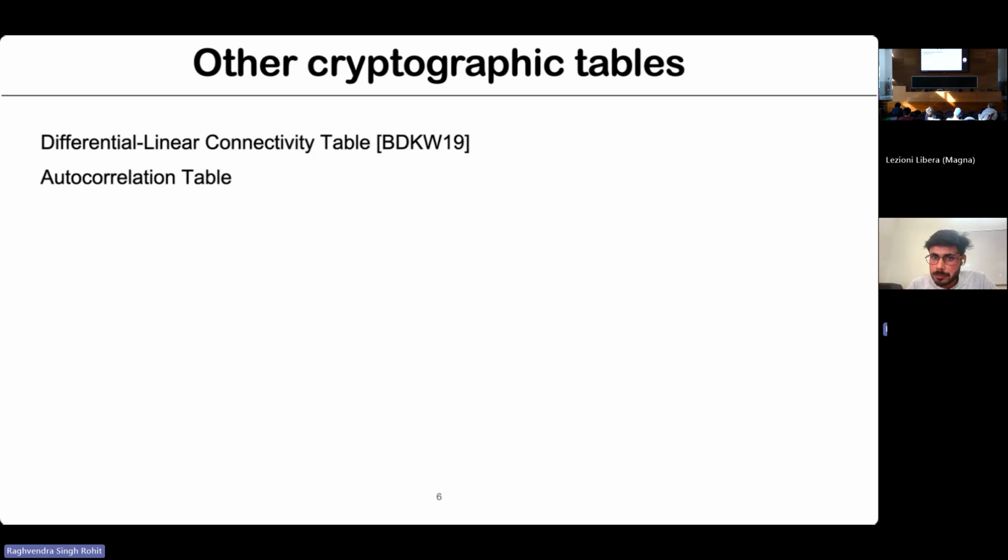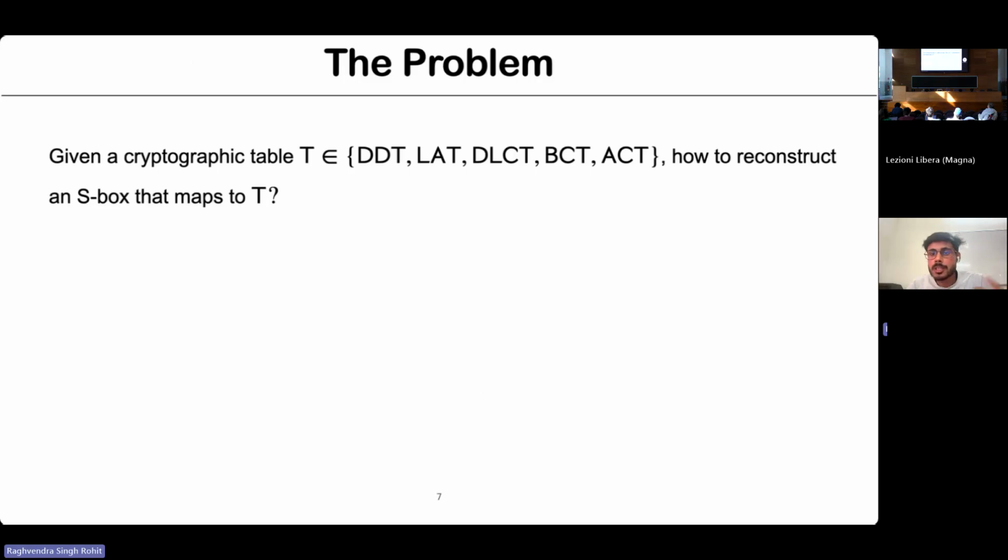lower boomerang connectivity table. Now the question is, if we know the S box, then because we know the direct relationship from S boxes to their tables, we can directly construct those cryptographic tables. But the other way around is not trivial. That means if we know one of the cryptographic tables T, how can we reconstruct an S box? This problem is important because if you can fill the entries of those tables in some specific patterns, then you can find some good S boxes. This is the problem which we are addressing.